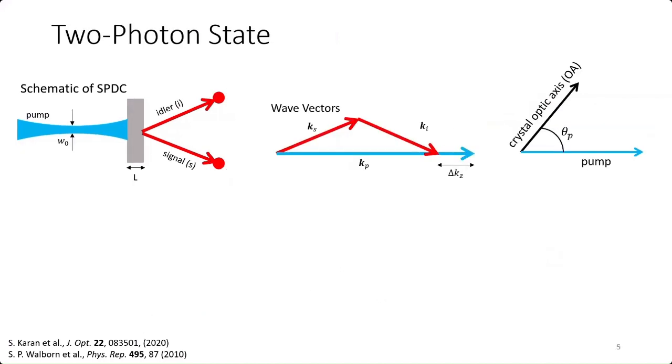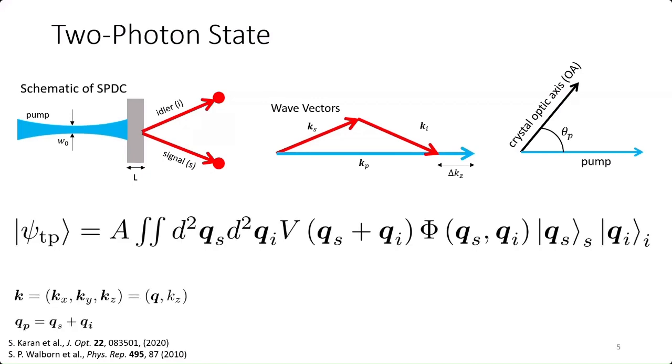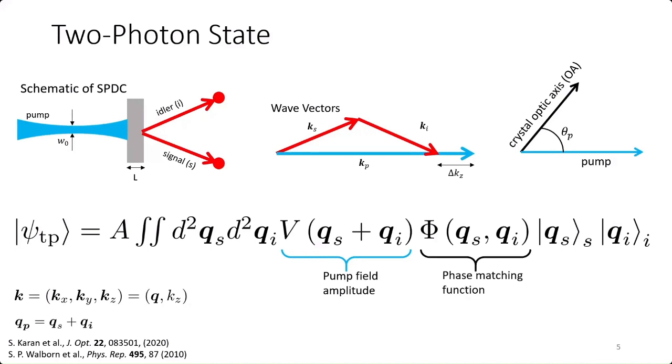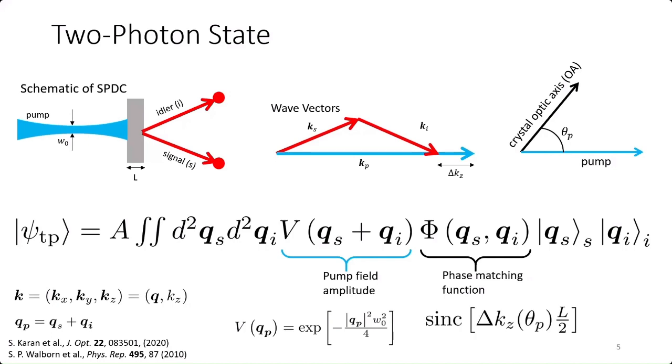Let us now look at how to mathematically represent the two photon state. This is how we write it in the transverse momentum basis. Over here, we see V, which is the pump field amplitude, and phi, which is the phase matching function. The pump field amplitude is taken to have a Gaussian profile for our experiment, and phi, the phase matching function, is essentially a sinc function of delta kz, which in turn is a function of theta p.